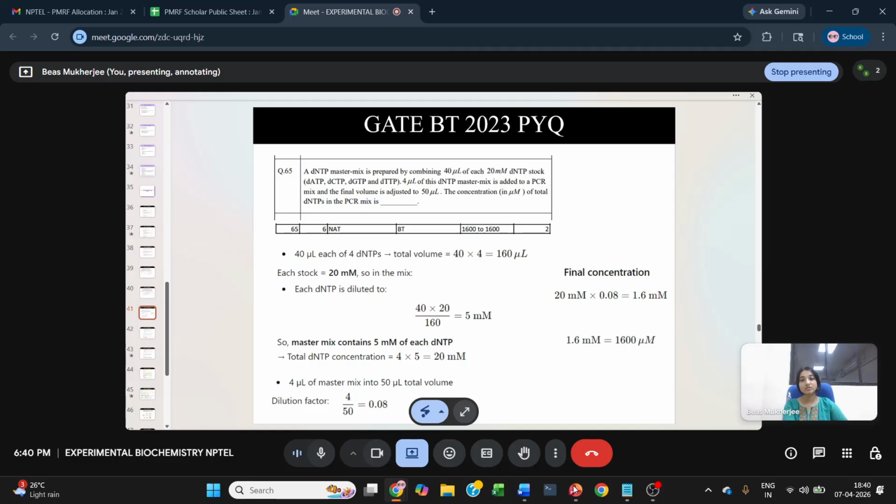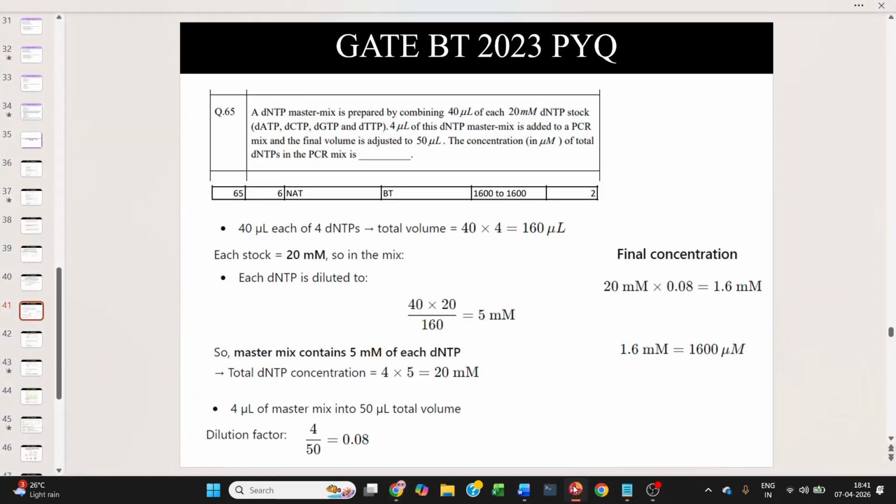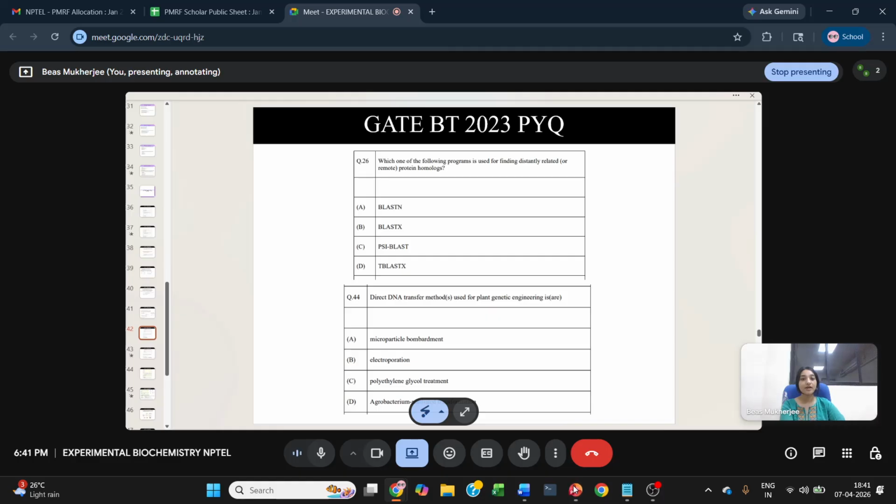Now 4 microliter of the master mix is mixed into 50 microliter of total volume. So the dilution factor is 0.08. Right. So 4 divided by 50 becomes 0.08 and the final concentration is 20 millimolar into 0.08. That gives you 1.6 millimolar and that in micromolar is 1600 micromolar. Okay, great. Now we have 2 more questions.